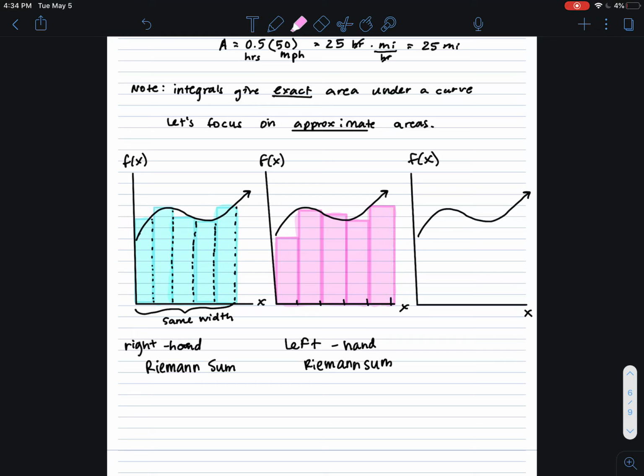And that is our right hand. Wait, I'm losing it, guys. I don't know my left from my right. Okay, my left hand Riemann sum, right? Because we're intersecting at our left hands.